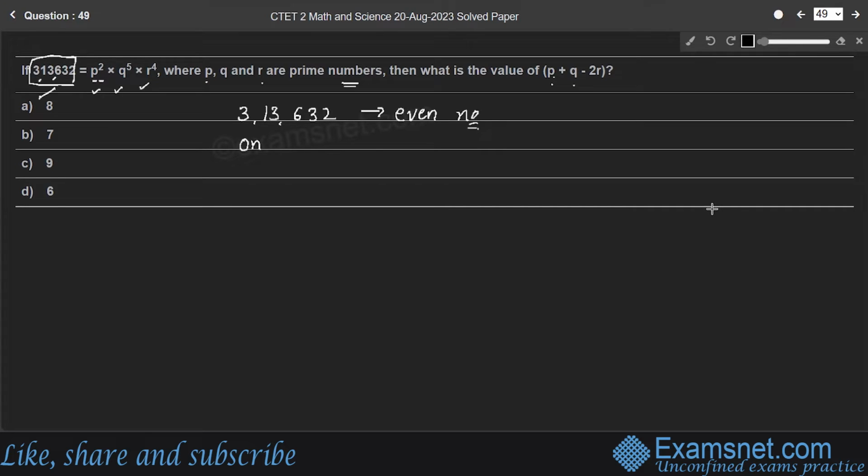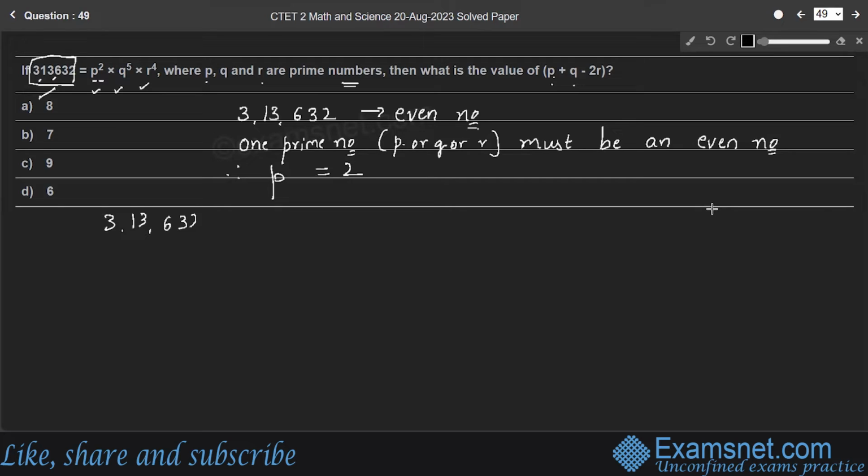So one prime number, say for example p, or q or r, must be an even number. The only prime number which is an even number is 2. Therefore, we'll consider p is equal to 2. Right? Therefore, 3,13,632 is equal to 2 raised to 2 into q raised to 5 into r raised to 4. So to find the value of q and r, let us factorize. Let us consider the factors of 3,13,632.